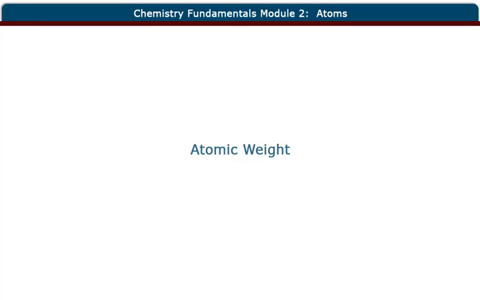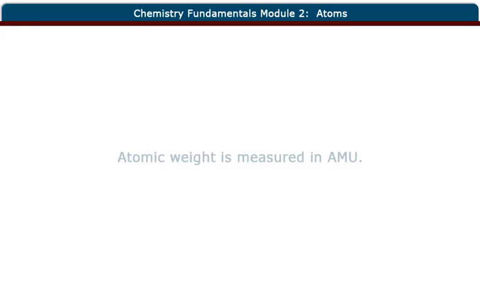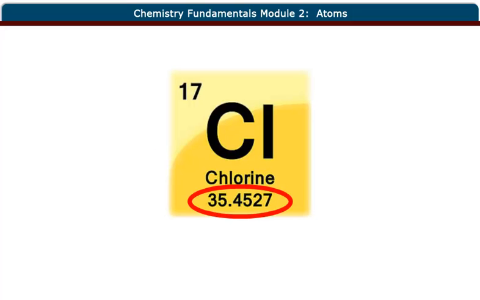Atomic weight is defined as the unrounded value of the atomic mass number, protons plus neutrons. Atomic weight is measured in atomic mass units or AMU. This is the atomic weight of chlorine: 35.4527 AMU. Or, you can just leave off the AMU and say 35.4527.